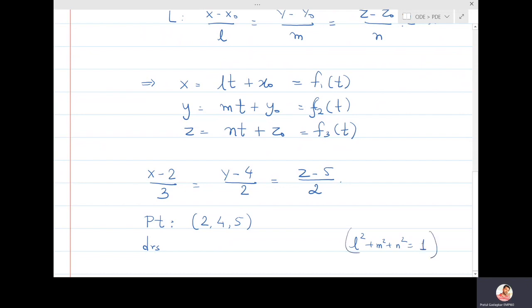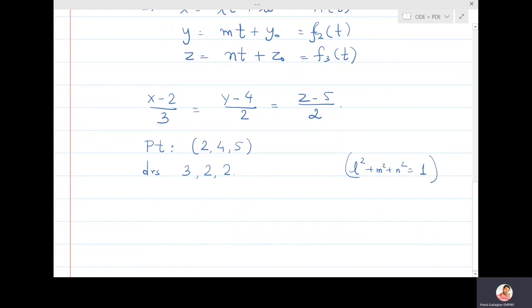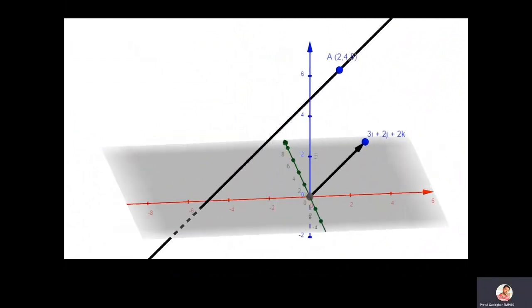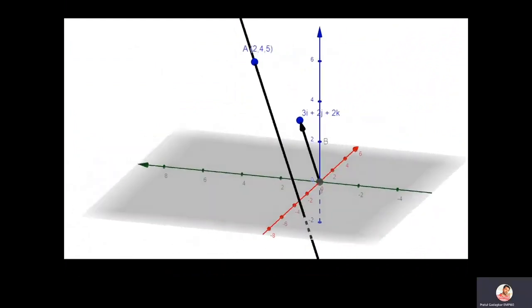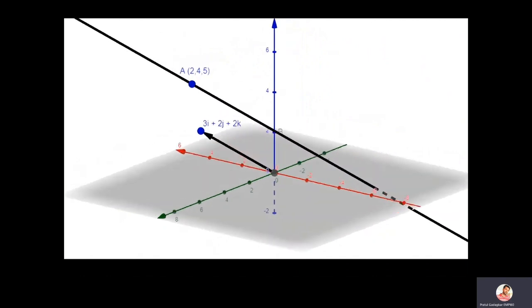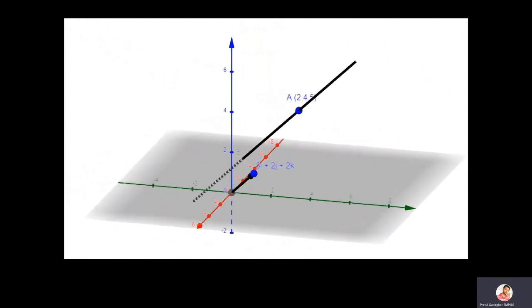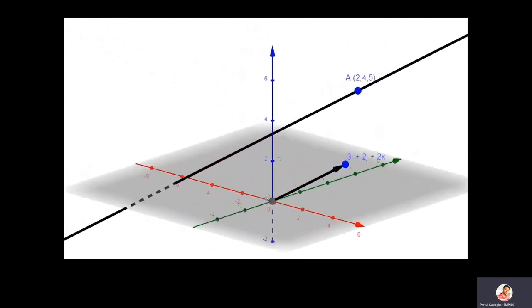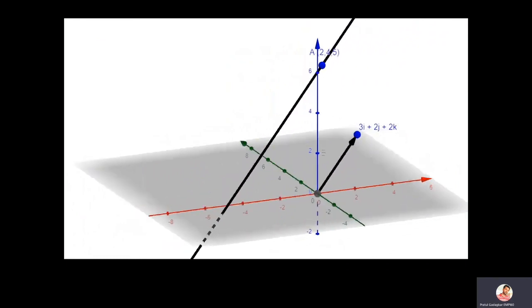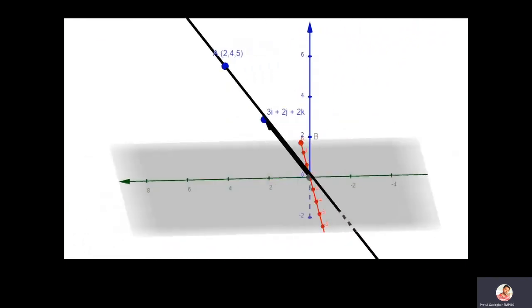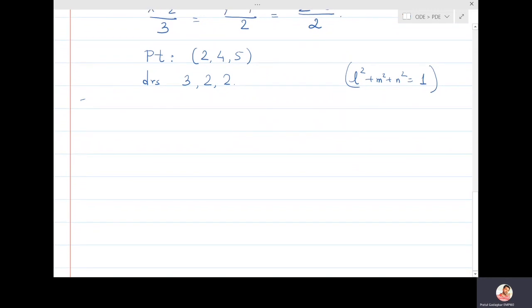So here 3, 2, 2 are basically direction ratios. So this line in the three-dimensional space should look in this fashion. This is how the line should look. It is passing through the point (2, 4, 5), and it is parallel to the vector 3i plus 2j plus 2k. So the direction ratio of this line is 3, 2, 2.